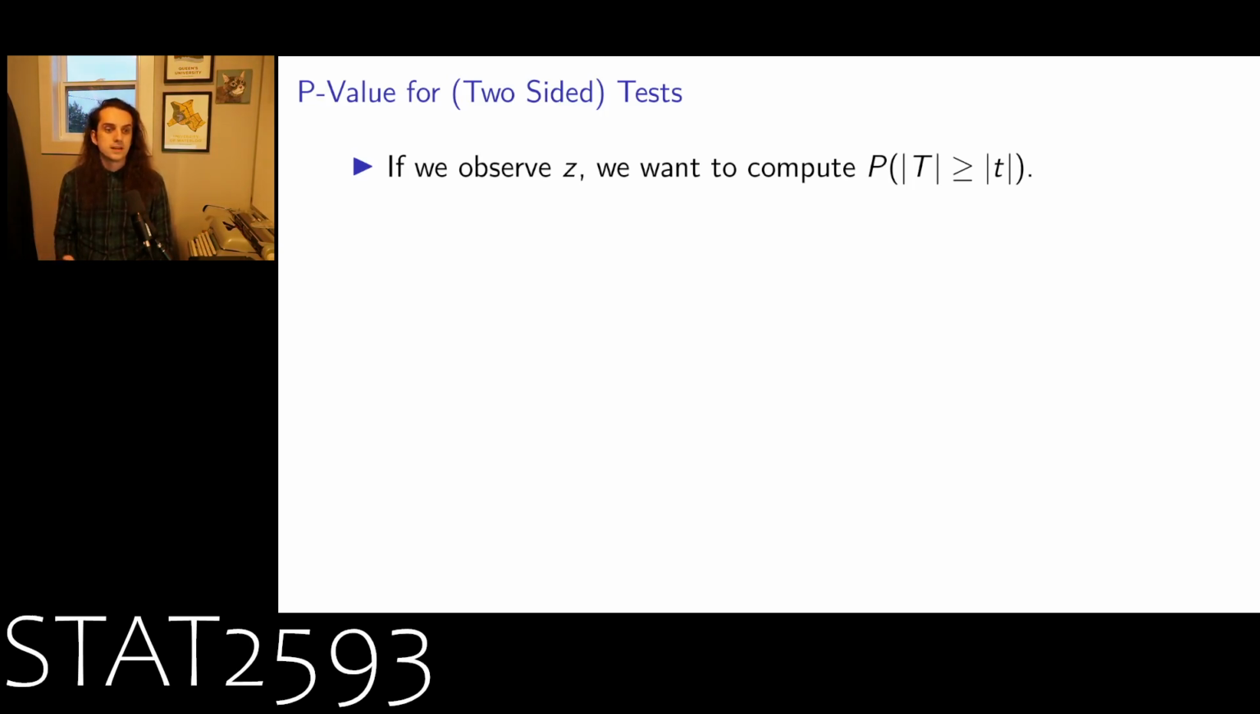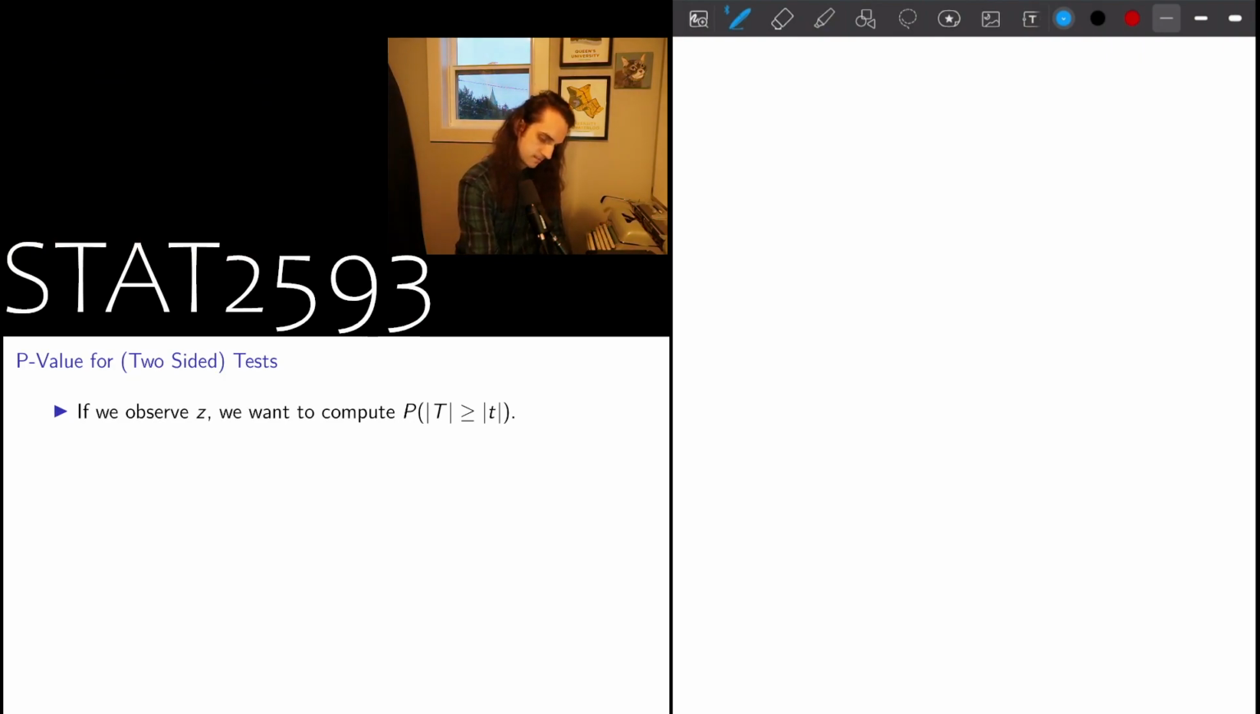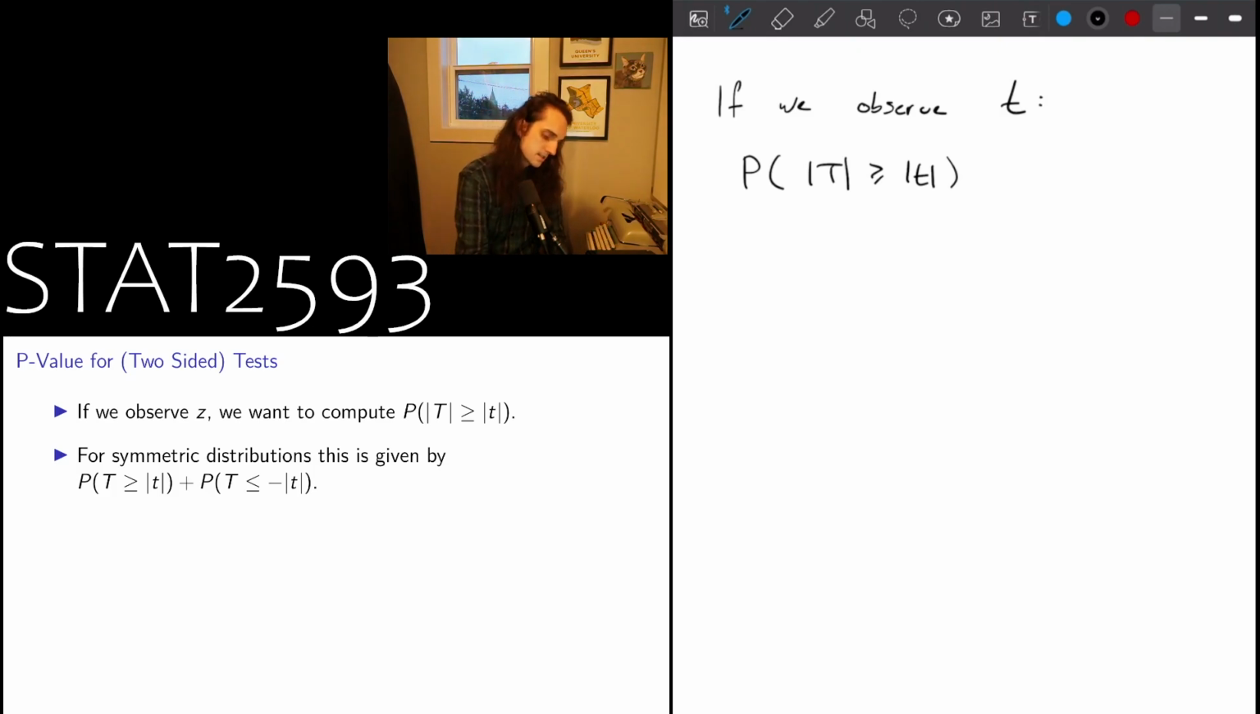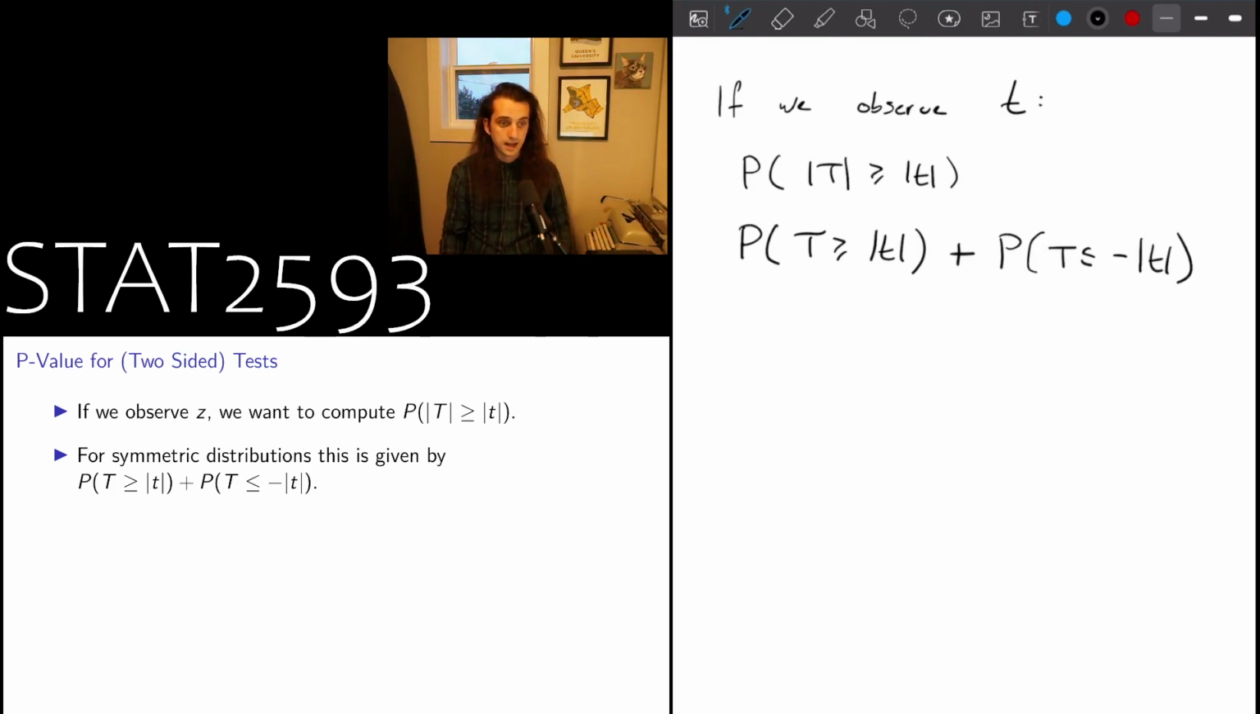If we observe t here, then the probability that we're looking for is the probability that the absolute value of t is greater than or equal to the absolute value of what we observe. Because the t-distribution is symmetric, this is going to be the probability that t is larger than or equal to the absolute value of t, plus the probability that t is less than or equal to the negative absolute value of t. That's just those two tail probabilities again.